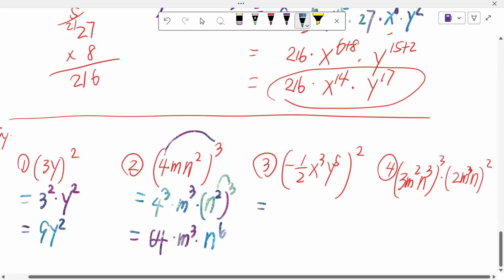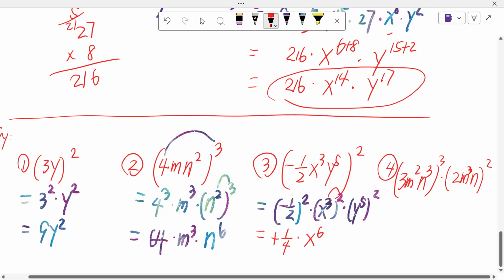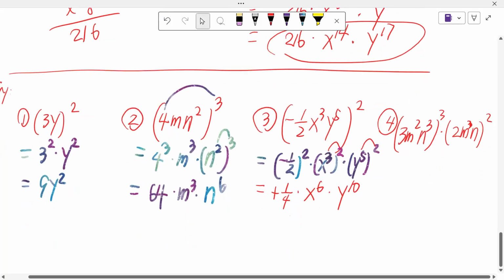And the third one will be negative half squared times x cubed squared times y to the 5th squared. Then we simplify negative half squared, the negative turns to positive. 1 squared is 1, 2 squared is 4. Then x, 3 times 2 is 6. y, 5 times 2, 10. So the answer will be a quarter, x to the 6, y to the 10.